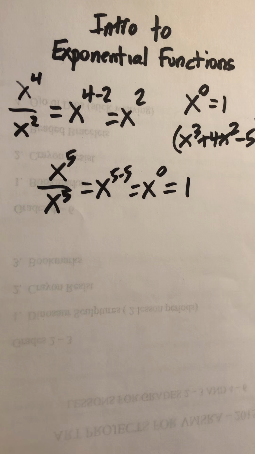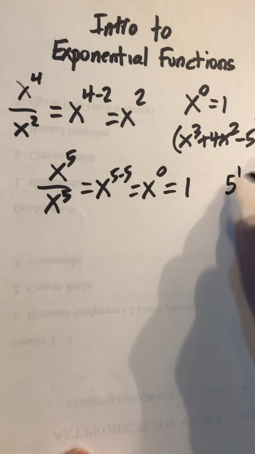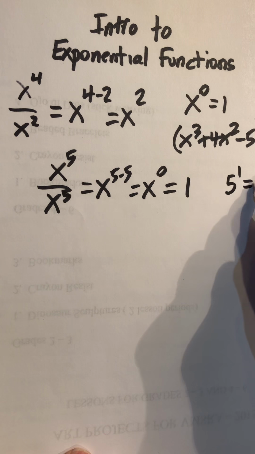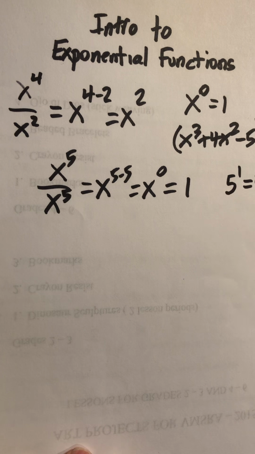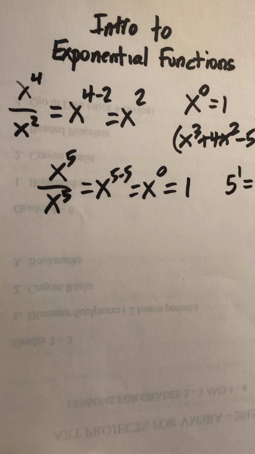What about something raised to the 1 power, like 5 to the 1 power? Doesn't that just mean it's equal to 5? So when you raise something to the first power, it's just equal to the base. This is called the base, and this is the exponent. All right?